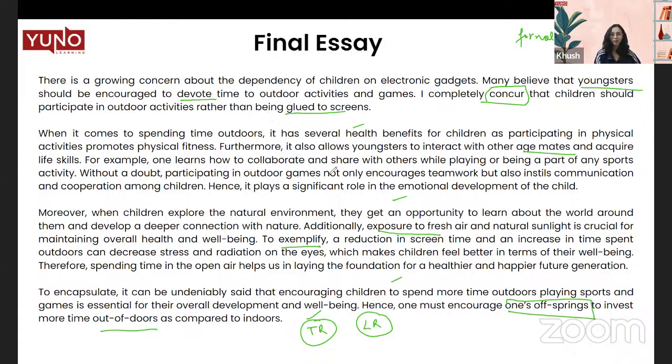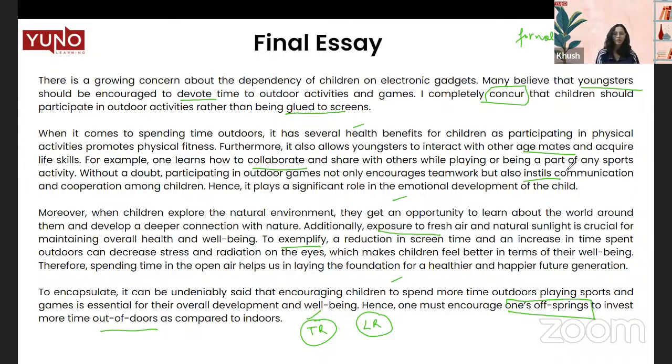It could be very simple words. For example, collaborate instead of saying coming together, or just using different terms like higher word terms like instills, right? Instill means that you lay the foundation for something, you put something inside someone. That means instills communication skills, that means it teaches you. So instead of saying teaches you communication skills, we used instills.